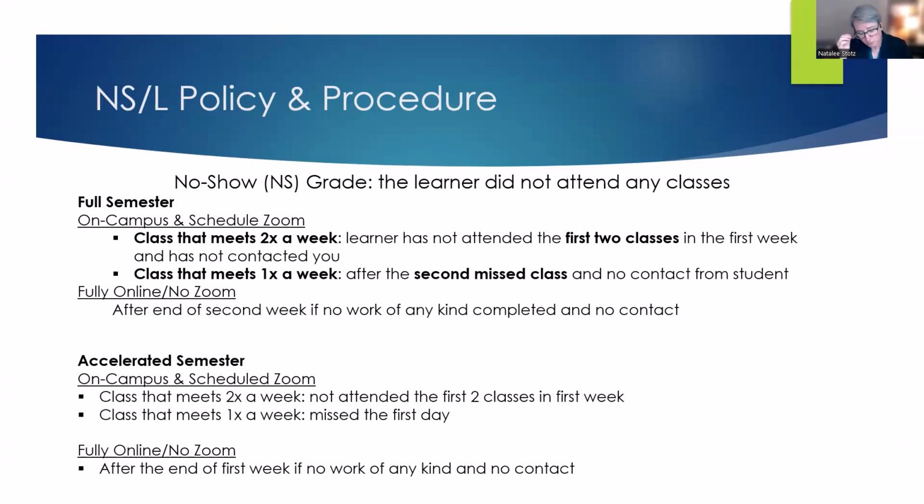So if it's a subterm, on campus and scheduled Zoom, if it meets 2 times a week and they've not attended the first 2 classes in the first week, you're going to no-show them. If it's 1 time a week, if they miss the first day, you're going to no-show them. If it's fully online with no Zoom, accelerated semester, at the end of that first week, if no work of any kind and no contact has been made, they get no-showed.